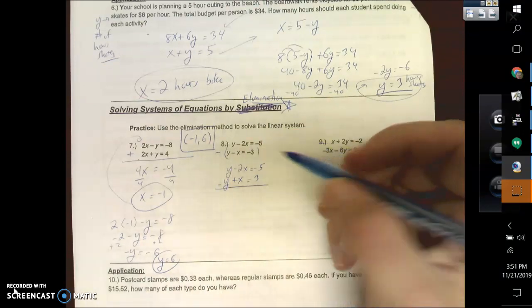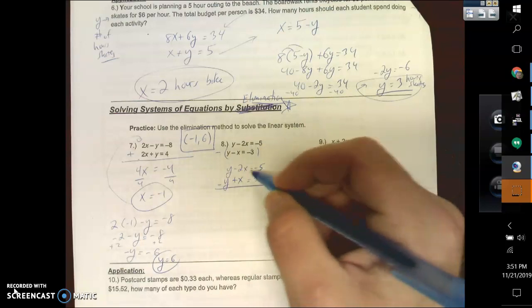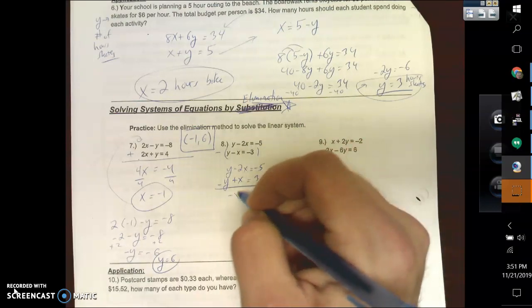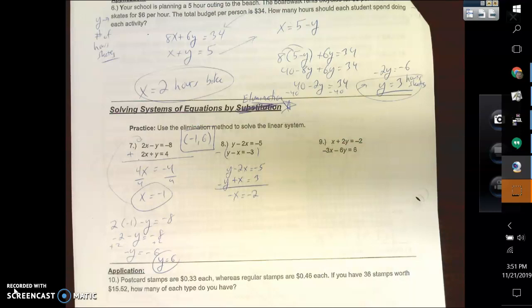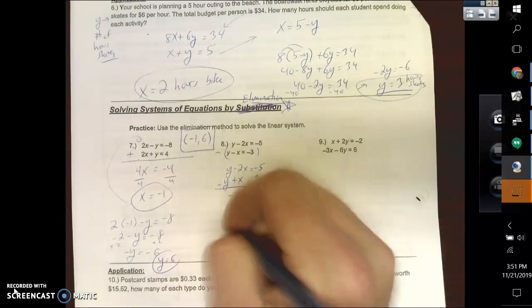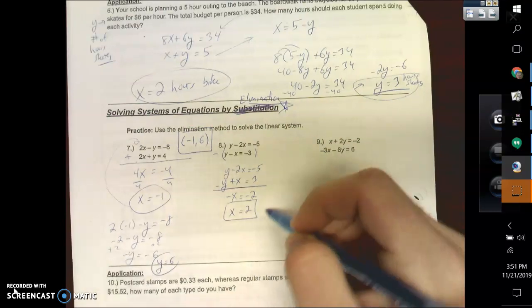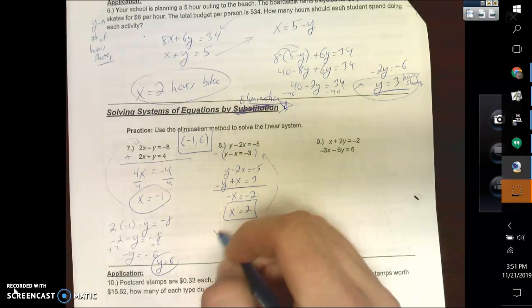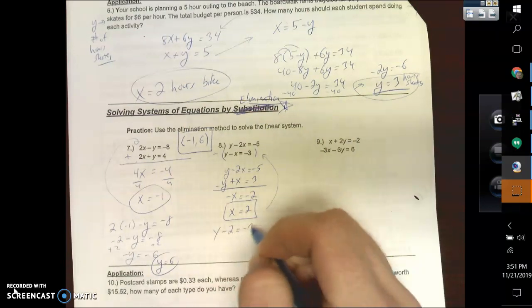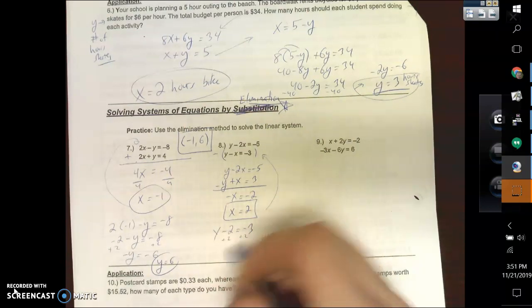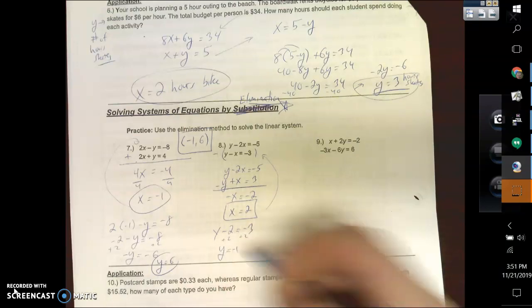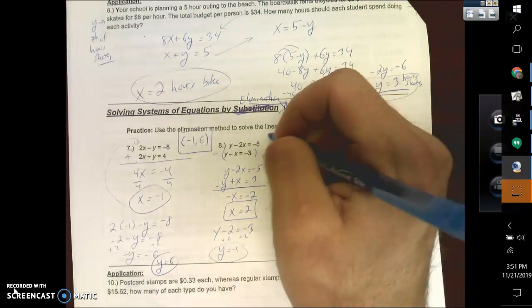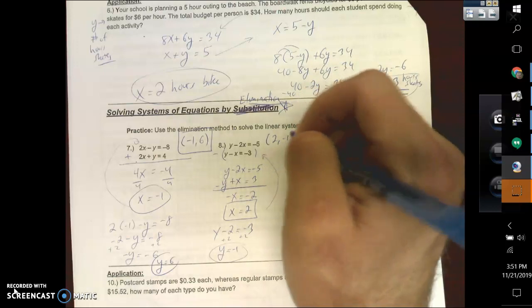Now when you add them together, the y's cancel out. Negative 2x plus x is negative x. Negative 5 plus 3 is negative 2. X equals 2. I'm going to plug it back into my bottom equation. Y minus 2 equals negative 3. Add 2, y equals negative 1. So my final answer here is 2 comma negative 1.